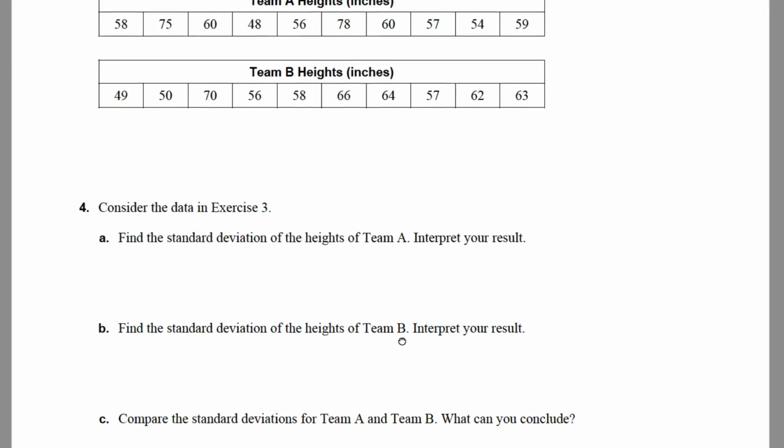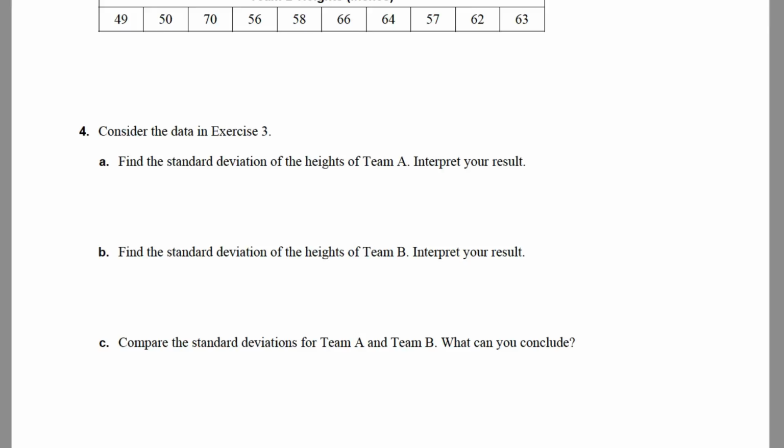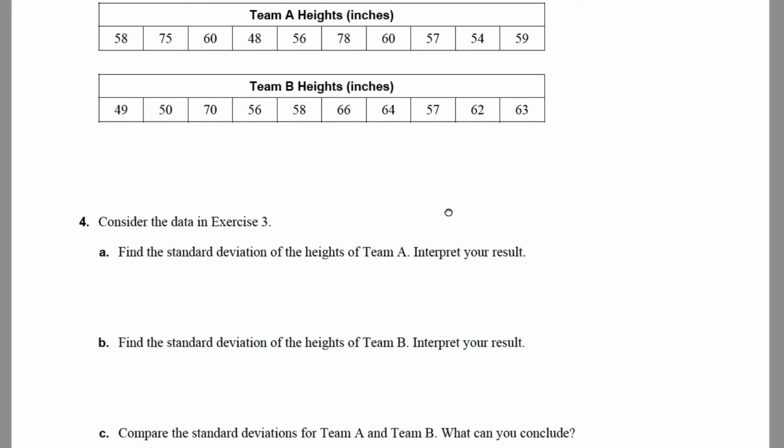Find the standard deviation. All right, the standard deviation can be tricky if you don't have a calculator. So let's go through it piece by piece. Standard deviation, the first thing we need to do is find the mean. Okay, so on Team A, what's our mean? To find that, I'm going to add up all the numbers.